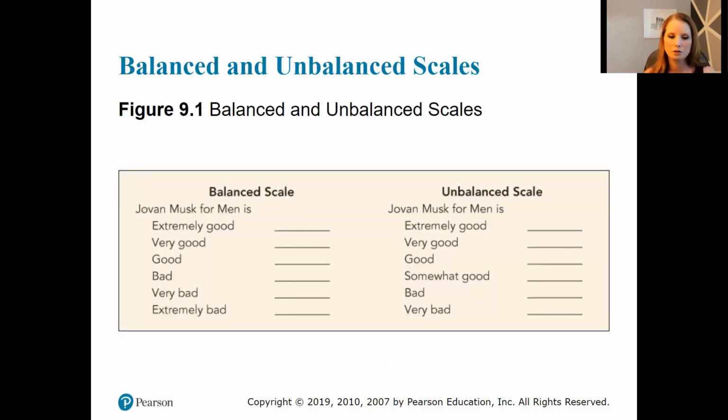So a couple of examples, just balanced versus unbalanced. In most cases, we want to have a balanced scale. So you can see the balanced scale has 3 goods and 3 bads. Extremely good, very good, good. Bad, very bad, extremely bad. And then you see extremely on the top, extremely on the bottom, very on the top, very on the bottom. So they're balanced, they're even. The unbalanced, here we have 4 that say good. Okay, we have somewhat good added in there. We don't have an extremely bad. So this is an unbalanced scale that is not ideal.